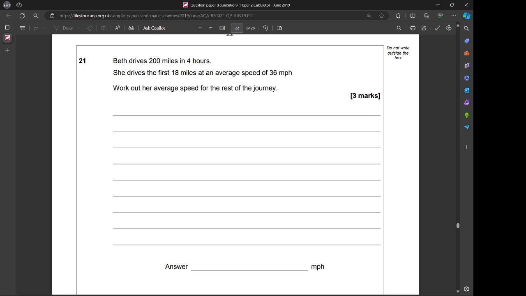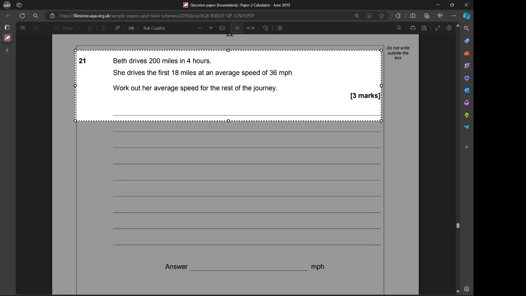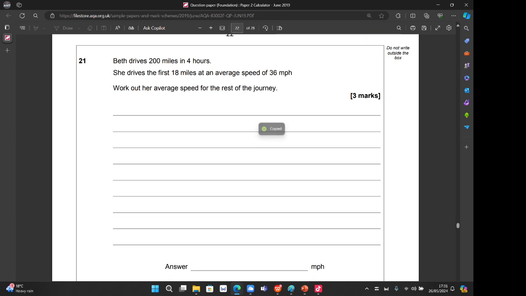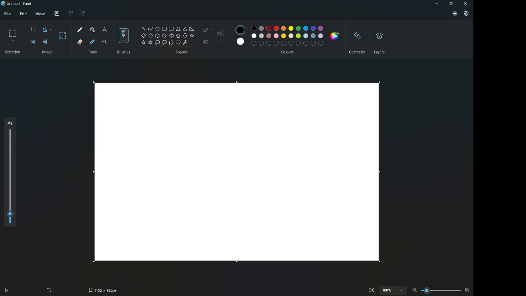So, guys, let's actually talk about it. Question 21 is here. Beth drives 200 miles in 4 hours. She drives the first 18 miles at an average speed of 36 miles per hour. Work out her average speed for the rest of the journey. We've got one of two ways to work this out. What we're going to do, guys, is try and work out the difference.